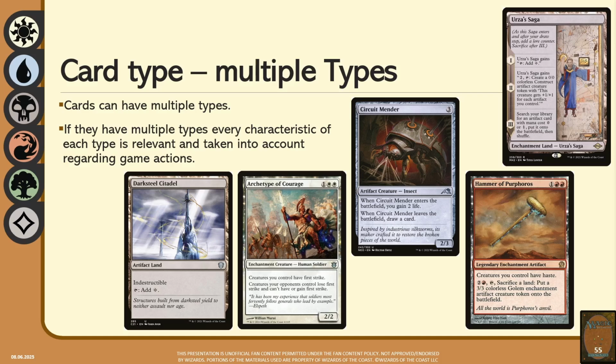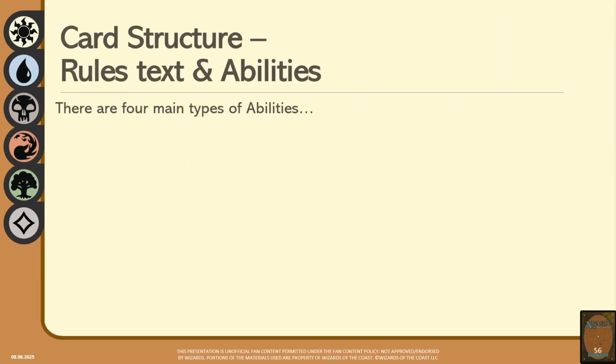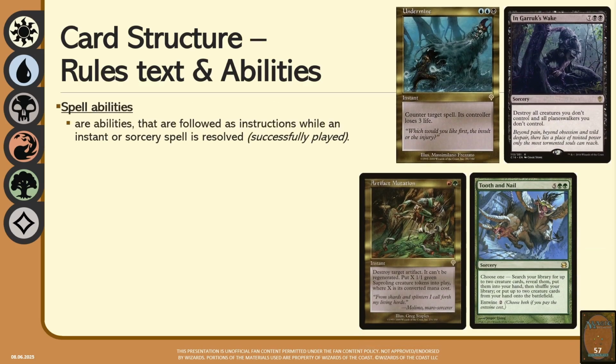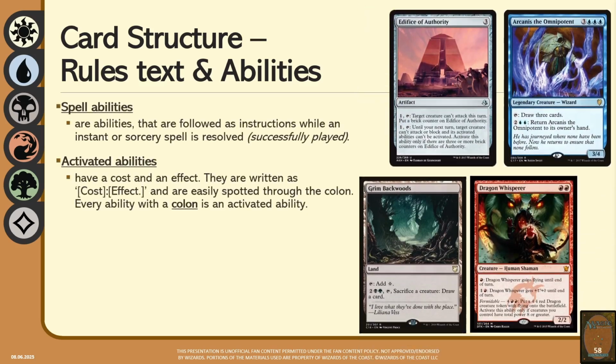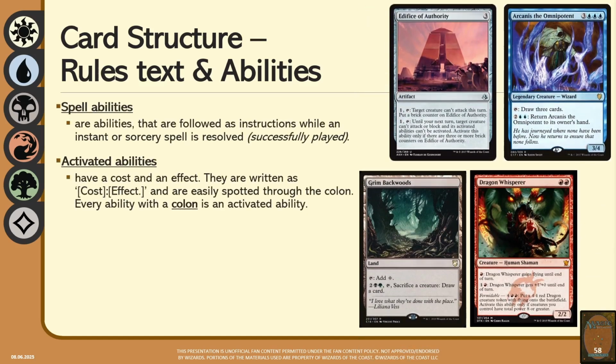The majority of interaction in a game comes from a card's abilities. There are 4 main types of abilities. Spell abilities are abilities that are followed as instructions while an instant or sorcery spell is resolved. Activated abilities have a cost and an effect. They are easily spotted through the colon. Every ability with a colon is an activated ability.